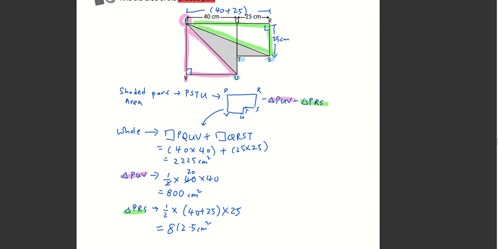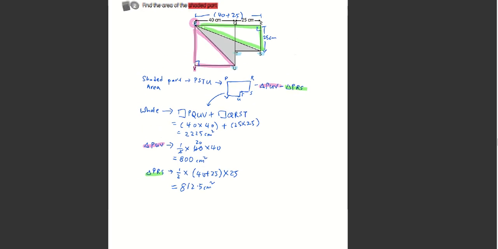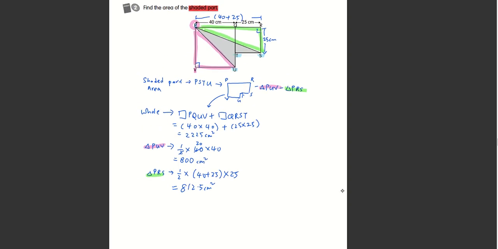That means I'm very close to the answer. The area of the shaded part will be what we discussed earlier: the whole, that is 2225 square centimeters, minus 800, that is PUV, minus 812.5 square centimeters, and you should be able to calculate the answer in square centimeters.